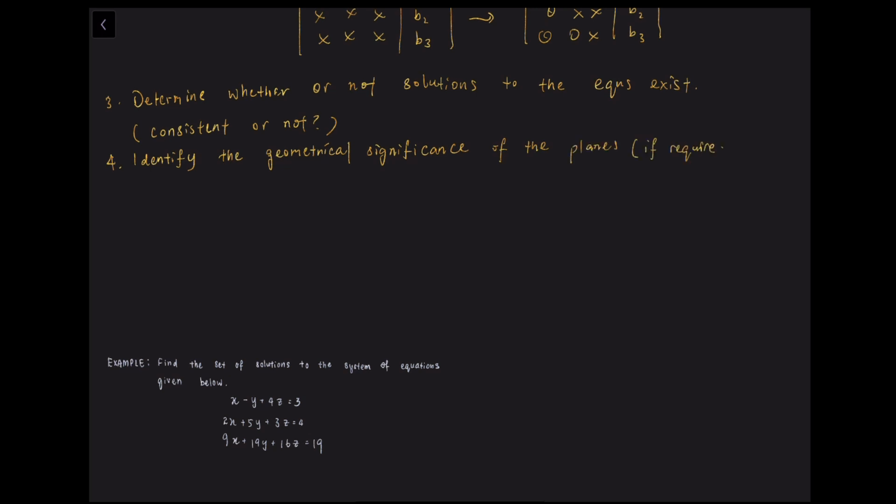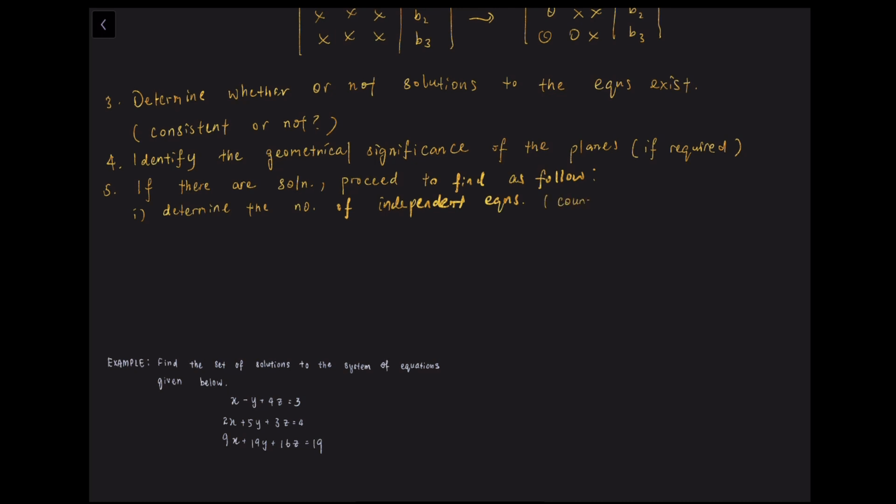The first one is, you want to determine the number of independent equations, identified by counting the number of non-zero rows in the coefficient matrix. And the second step, we want to calculate the number of free variables, which is the number of unknowns minus the number of independent equations.